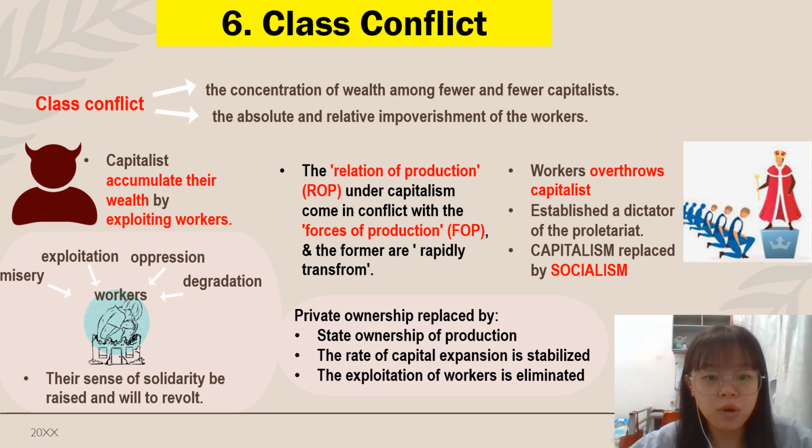which will be rewarded. So the relations of production, called ROP, under capitalism come into conflict with the forces of production, also called FOP, and the former are rapidly transformed. The workers overthrow the capitalists and establish a dictatorship of the proletariat, which means that capitalism is replaced by socialism and private ownership is replaced by state ownership of production. The rate of capital expansion is stabilized and the exploitation of workers is eliminated. So that's all from me.